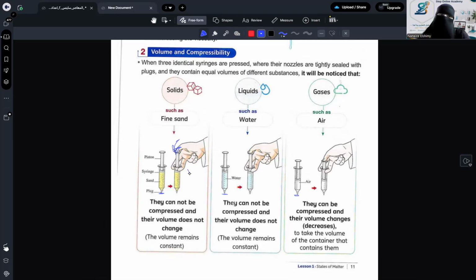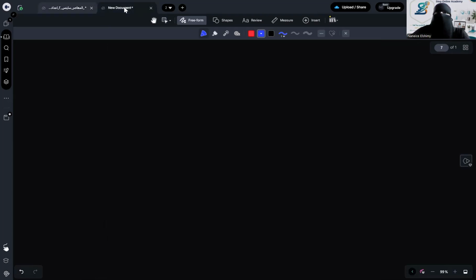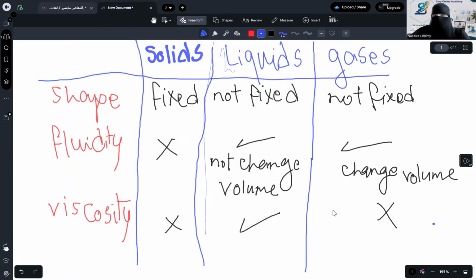Here in the solid, the volume will not change. But in the water, also, it doesn't compress. The volume doesn't change. But in the air, the volume changed and it decreases because compression happened to the air. Why is air the only one which is compressed? This is because of the particles of every one of them.